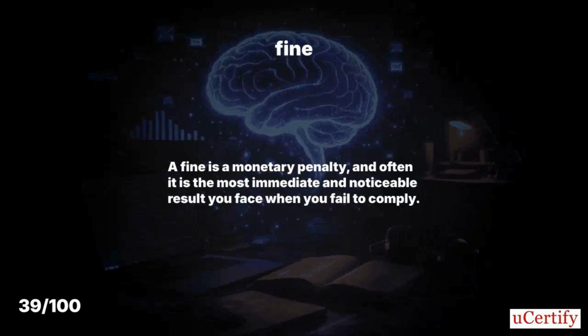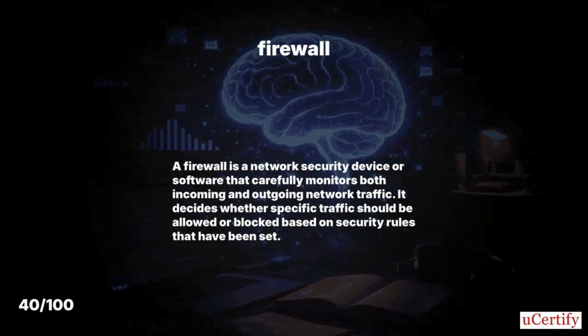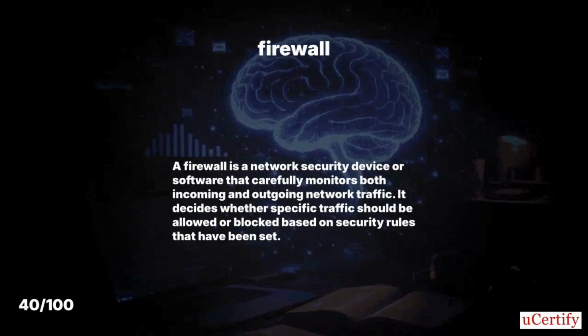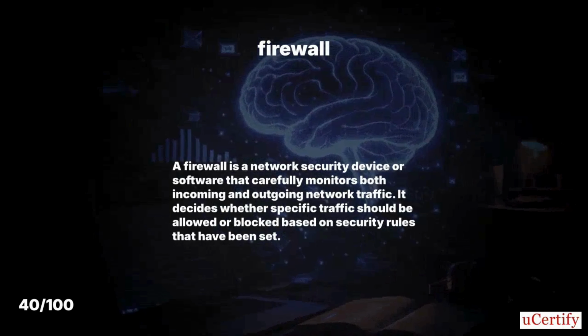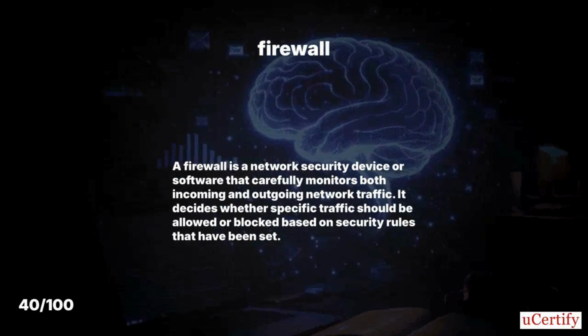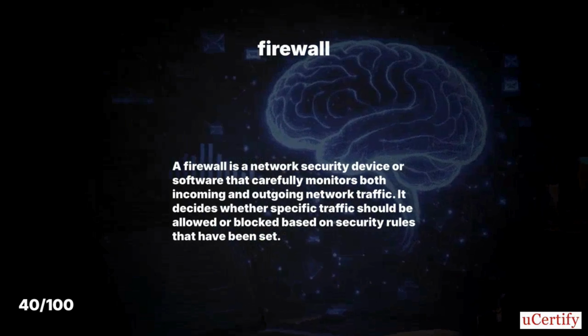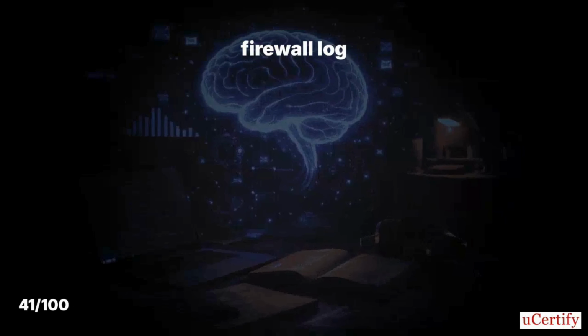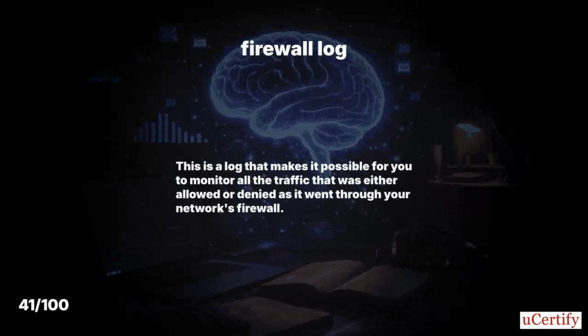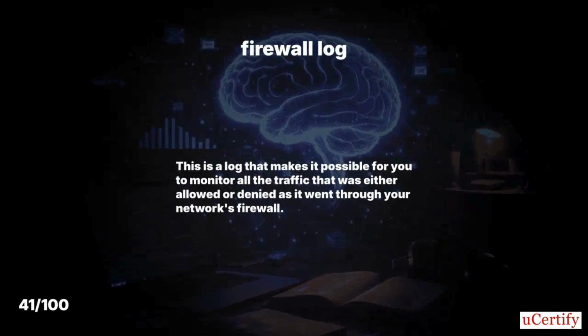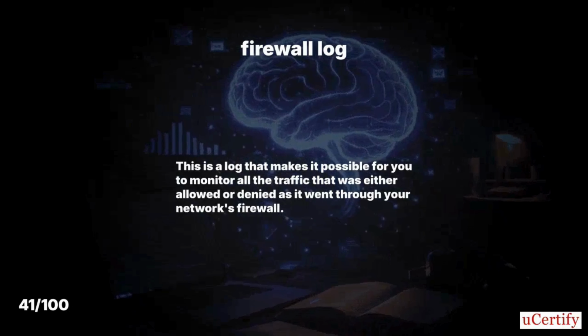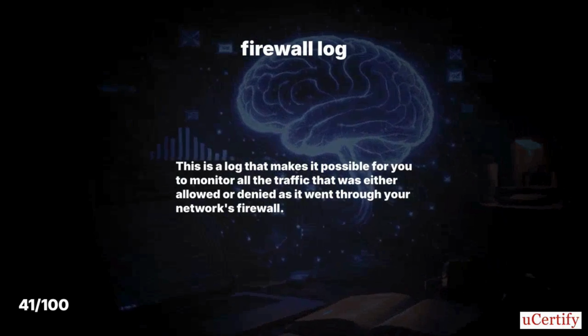A firewall is a network security device or software that carefully monitors both incoming and outgoing network traffic. It decides whether specific traffic should be allowed or blocked based on security rules that have been set. This is a firewall log. This is a log that makes it possible for you to monitor all the traffic that was either allowed or denied as it went through your network's firewall.